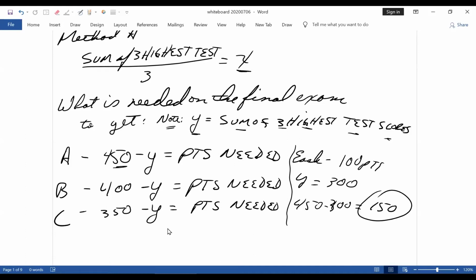Now, let me go through it again. This is assuming you've handed in all your labs and you've done well. If you hand in your labs this semester, I can say honestly, all of you have done well on there, which makes Dr. White happy. Thank you. But anyways, A, 450 minus Y. B, 400 minus Y. C, 350 minus Y, where Y is the sum of your 3 highest test scores.